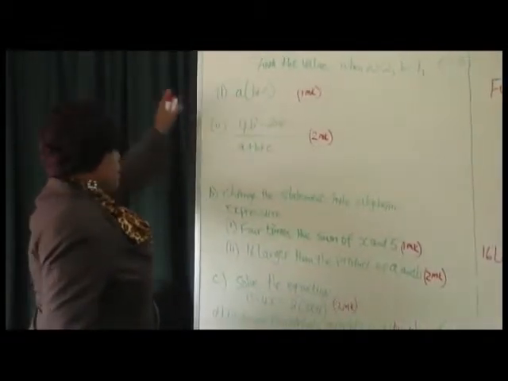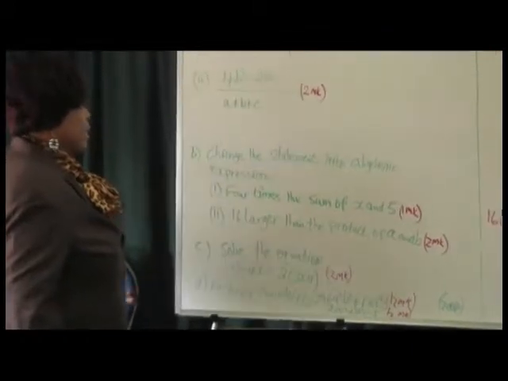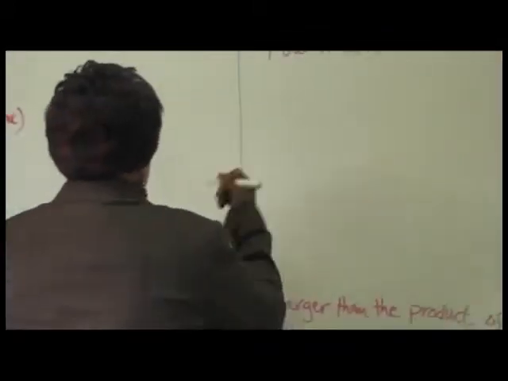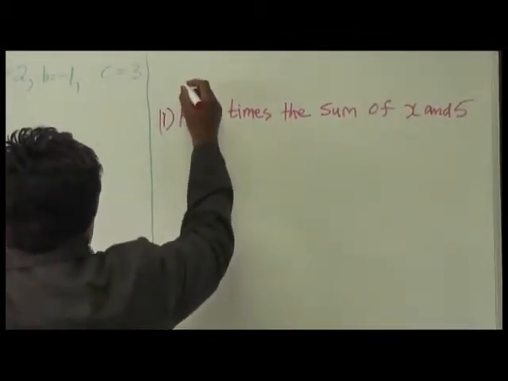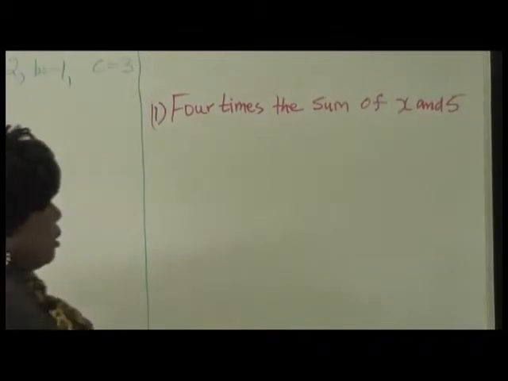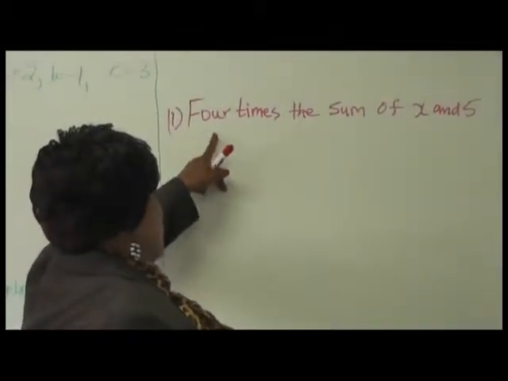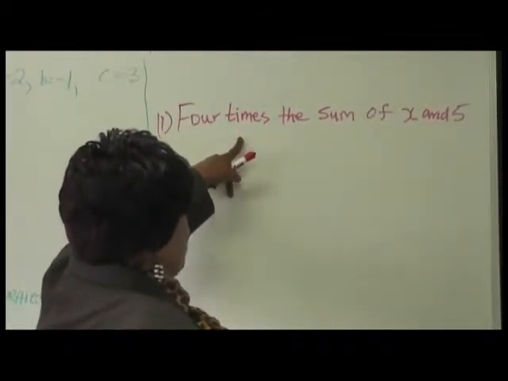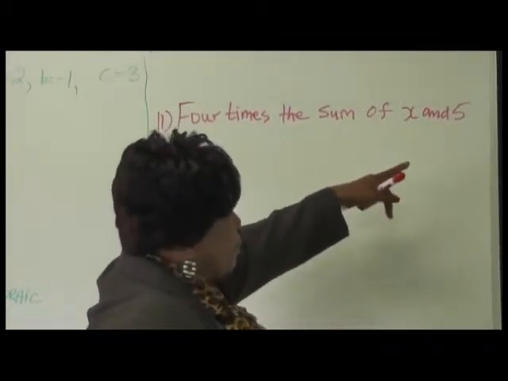substitution. The second part now says change the statement into algebraic expressions. We have two statements to change. This first one, into an algebraic expression, okay? And they want us to change this into an algebraic expression where they say 4 times the sum of x and 5.